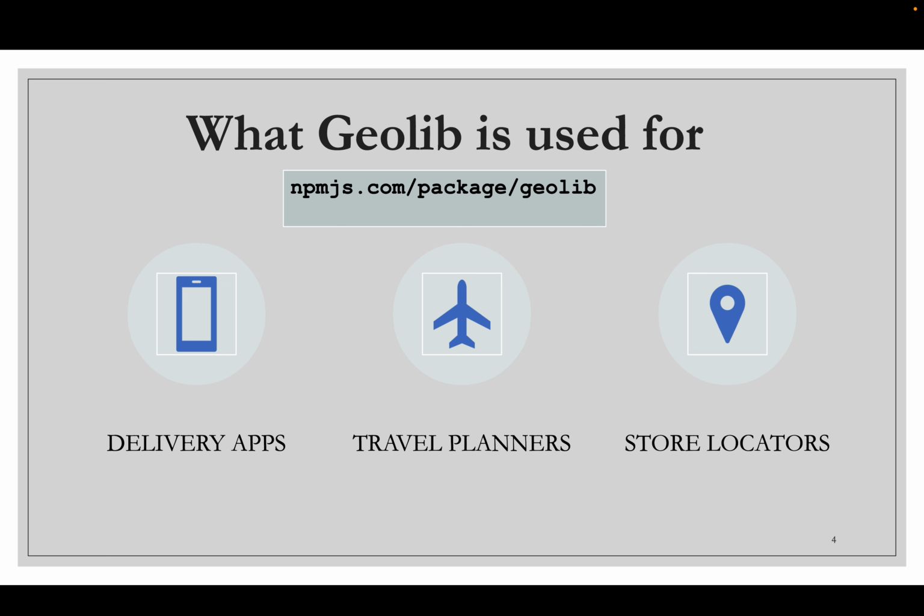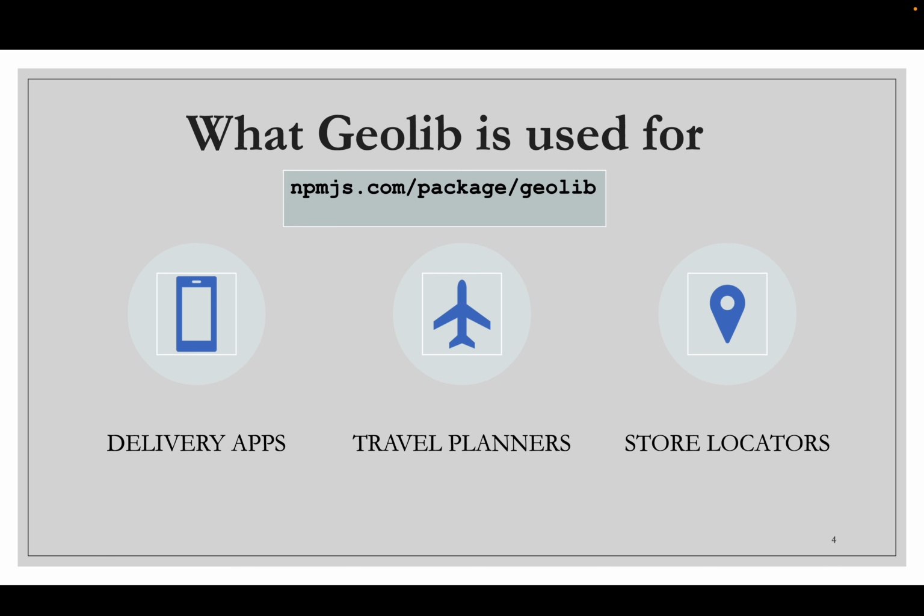Travel planners. If you're building a road trip app or a vacation planner, you want to know the distance between two stops. How far is it from Salt Lake to Las Vegas? From Las Vegas to the Grand Canyon? GeoLib handles all that math for you, and you don't have to figure out the geometry and the calculation of distance on a curved Earth.